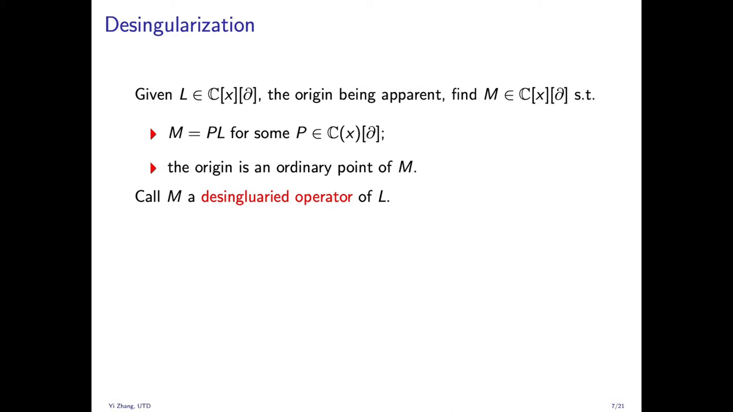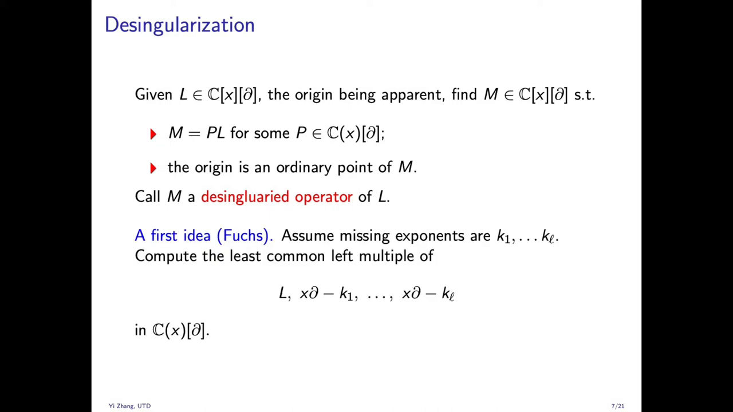It's called desingularization. So assume that the origin is an apparent singularity of L, and we want to construct M, so that M is a left multiple of L, and after taking the left multiple, the origin becomes an ordinary point of M, and we call M a desingularized operator of L. Now the question is: is M unique? Not unique. If you require minimal order, is it unique? I think so. Minimum order and also local GCD normalized.